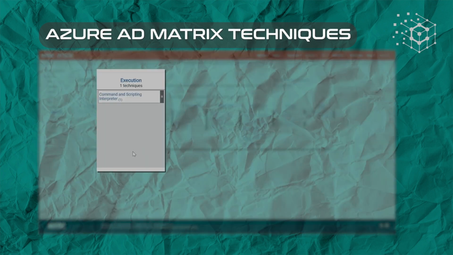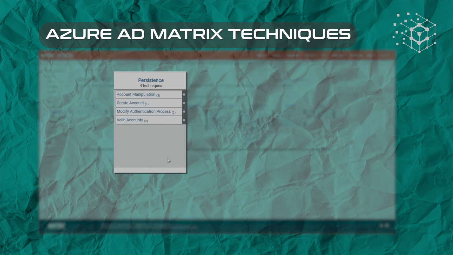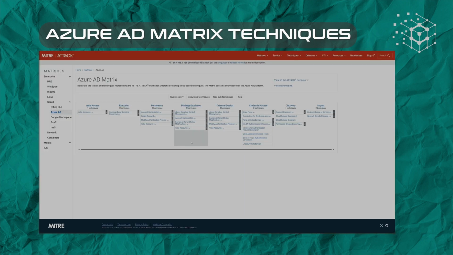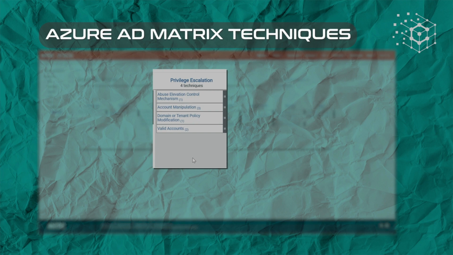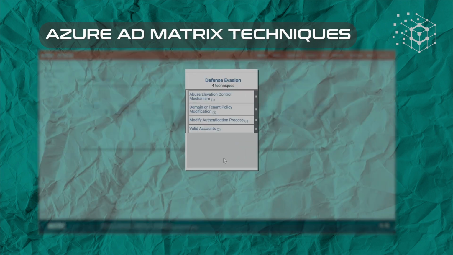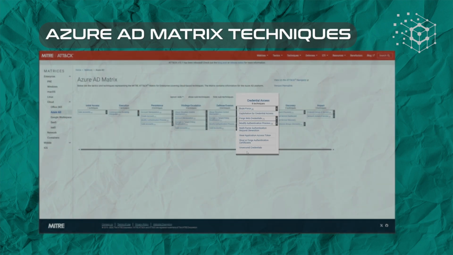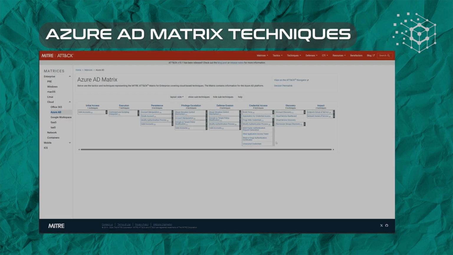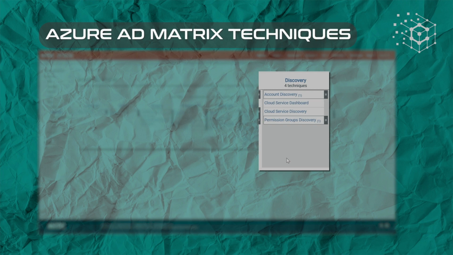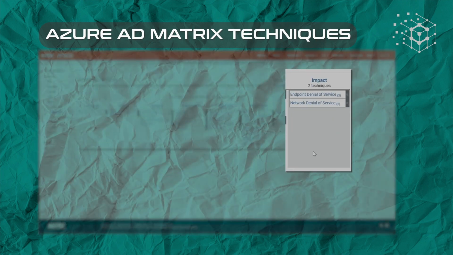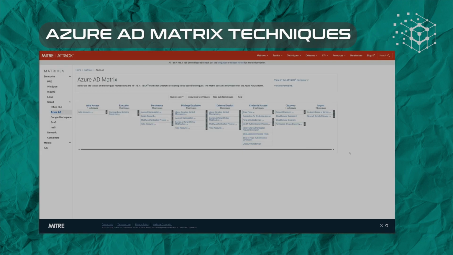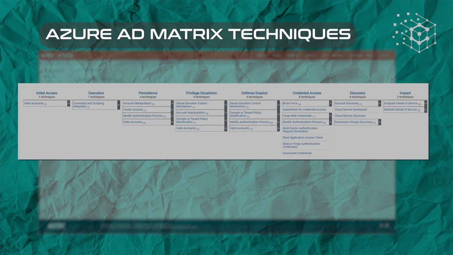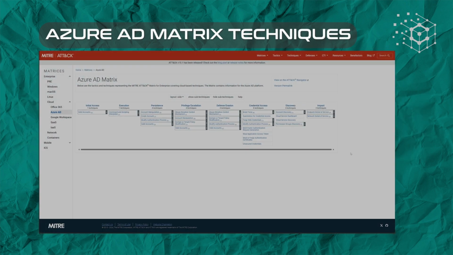Execution has 1 technique. Persistence has 4 techniques. Privilege escalation has 4 techniques. Defense evasion has 4 techniques. Credential access has 8 techniques. Discovery has 4 techniques. And impact has 2 techniques. There are no techniques for lateral movement, collection, or exfiltration.